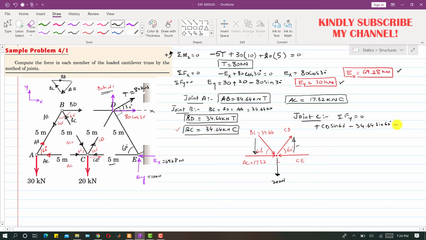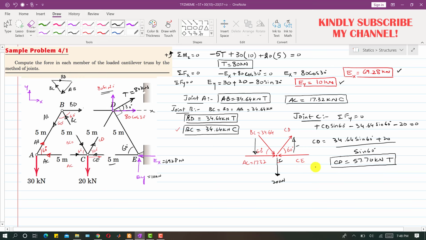So I will write minus 20 kilonewton, and this is equal to 0, right? So now we can find CD from this equation. CD will be equal to (34.64 sine of 60 degrees plus 20) divided by sine of 60 degrees. This equation gives us CD equals 57.70 kilonewton, and since this CD force is away from joint C, this means it is a tension force, right?